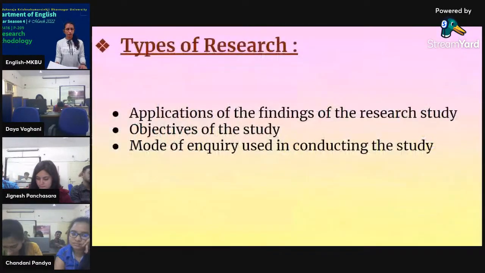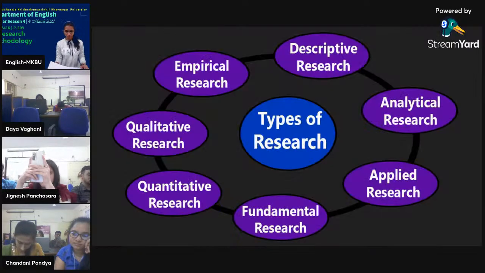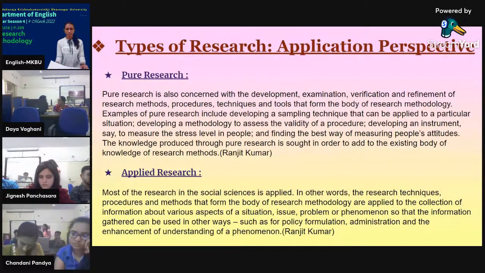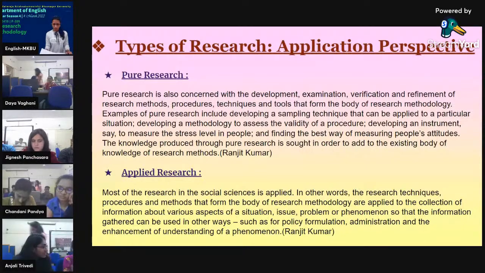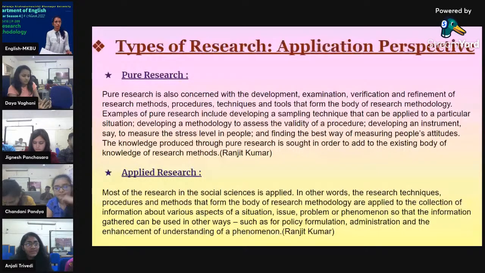And research has three main types: applications of the findings of the research study, objective of the study, and mode of the inquiry used in conducting the study. And these are the types of research. And here we can see about the types of application perspective research. In this, two parts are included. First is pure research and second is applied research.